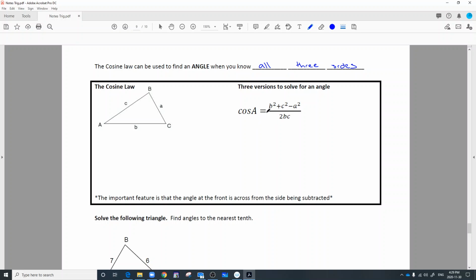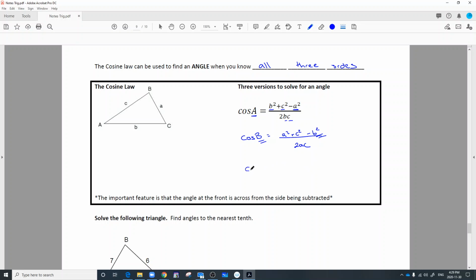So now how do you construct this? Well, the important part is the angle you're trying to solve for. You'll notice the side across from it is the one that gets subtracted. Other than that, you're just filling in the other two sides. So if I wanted to solve for angle B, I would make sure the minus b squared is on the end. The other two sides would be a squared and c squared.